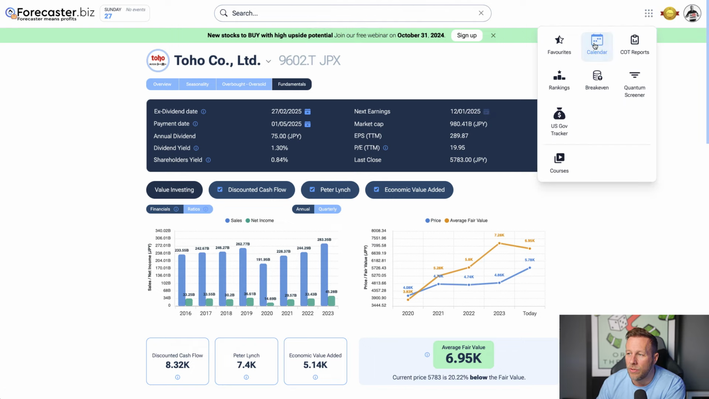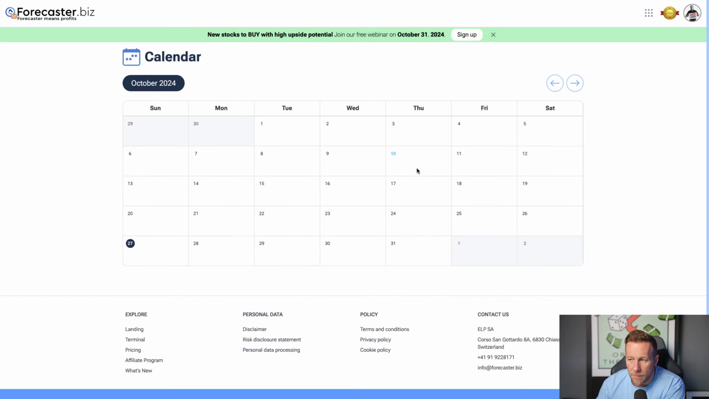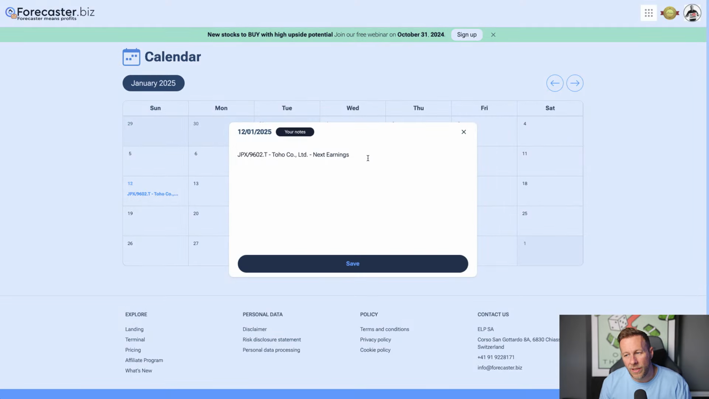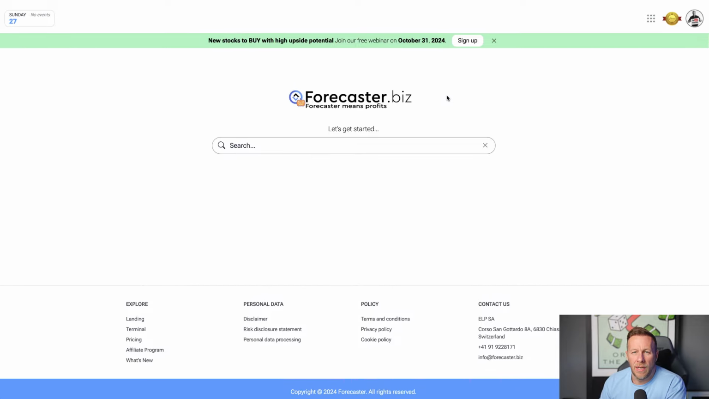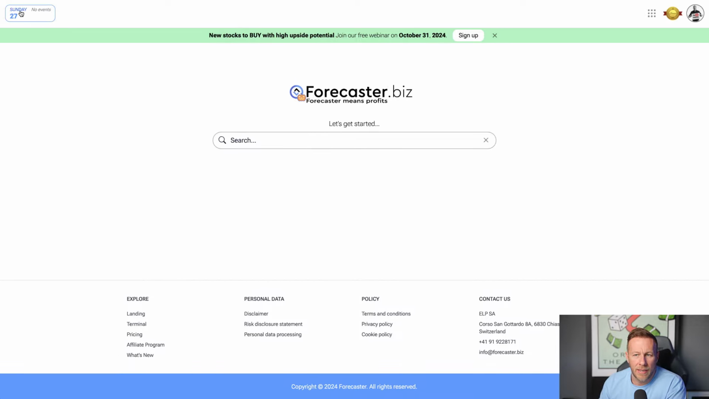So when you now go to your calendar, you've got a populated calendar featuring all of the things that you've put in here, right? So there it is there. We've got our Toho earnings on the 12th of January, 2025. So you can populate this calendar. And then also, when you click on this, you get the opportunity to add a load of notes about this stock. Okay, and you can add your own notes and hit save as well. That's really, really powerful.